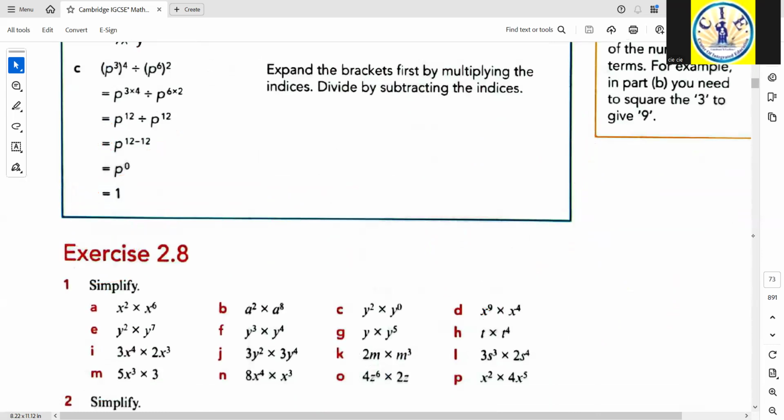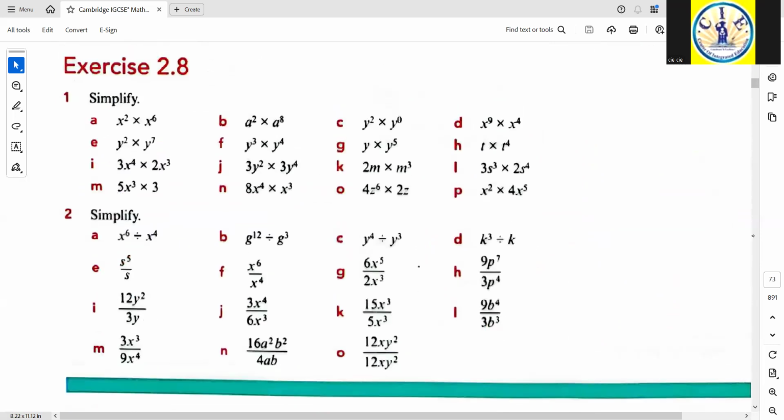This is exercise 2.8, and we need to simplify it. x raised to power 2 times x raised to power 6. So we will apply the first law of indices here. The powers are going to be added when the numbers are being multiplied with the same base. So x raised to power 8, that is the answer.